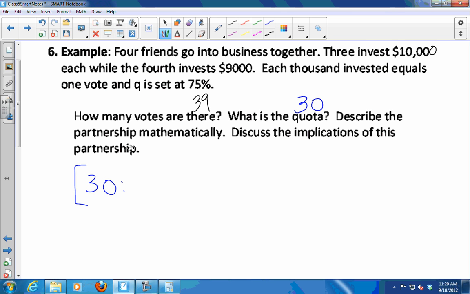So we want to describe this using our mathematical notation: square bracket, quota, and then the weights. What are the weights of the 4 players? Great. The first 3 each have 10 votes. And player 4 has 9 votes.